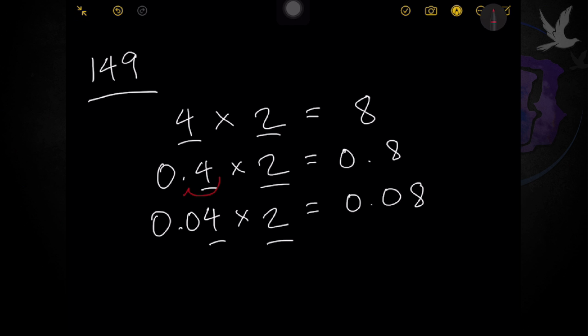So if you notice our rule, we have 1 decimal place there, 1 here, and 2 here as well. That's why we ended up with that answer. So that is the activity for you for page 149.